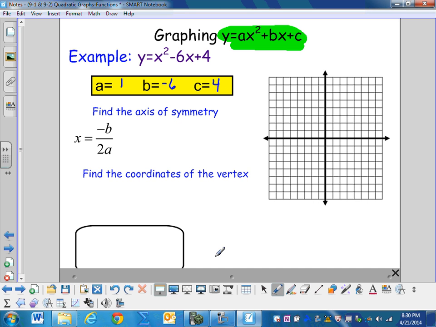Now that we've identified those, we can find the axis of symmetry, which is going to help us find our vertex. So the formula we need to remember is x equals negative b divided by 2a. So it's a negative b, so we write negative, and our b is negative 6, so we write that in parentheses, negative 6, divided by 2 times a, which is 1. So that's 6 over 2, which is 3. So our axis of symmetry is x equals 3.